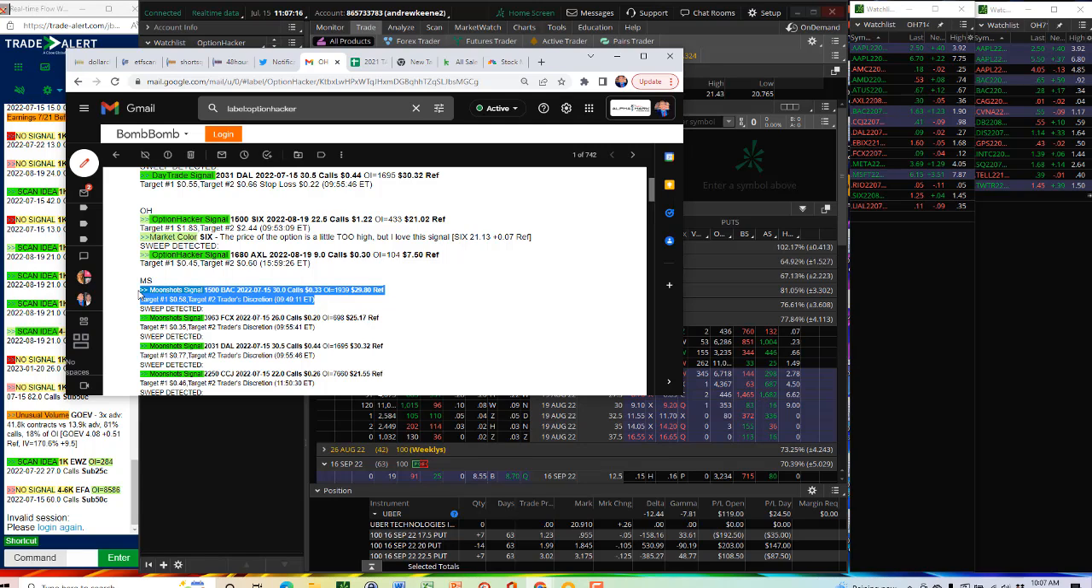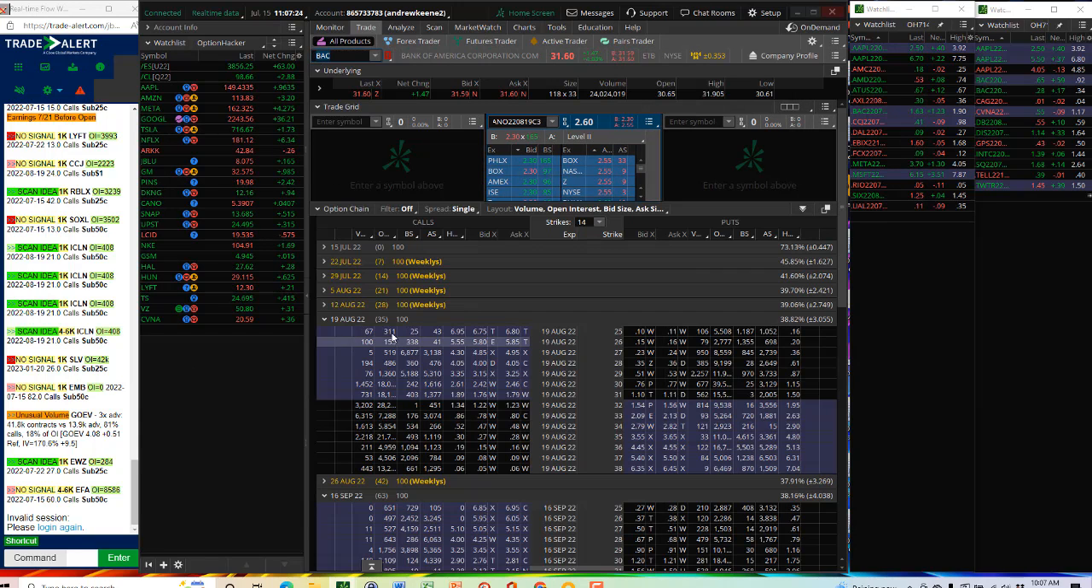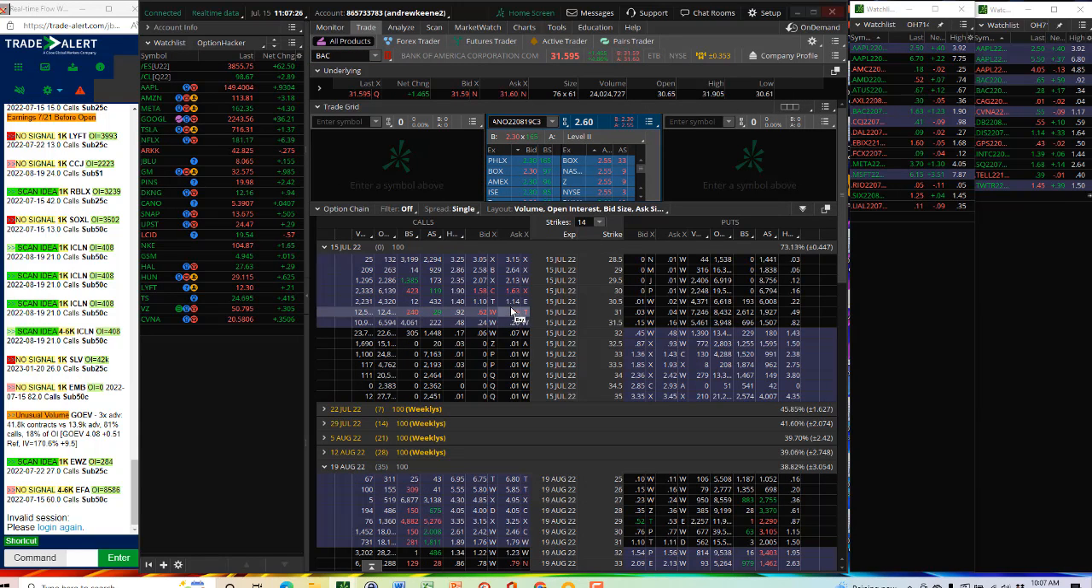7/14/2022. Buyer, 1500 Bank of America 7/15 30 calls at 33 cents. When we go into this option, then we go look at this option. Look at Bank of America, and we put this on our chart.